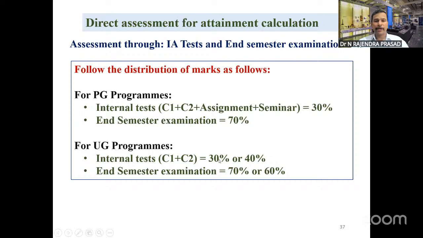For UG programs, we have two. For NEP 2020, we have 30%, 40% internal assessment test, or 30% for CBCS, and the remaining 70 or 60% for the end semester examination.